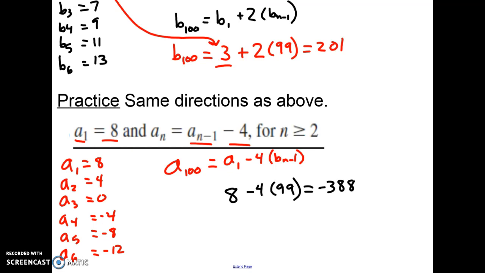So those are 2 examples of the recursive formula, and before that we did explicit formula, and hopefully you understand listing out the first 6 terms is a little bit easier with recursive, and finding the 100th term would be a little bit easier with explicit.